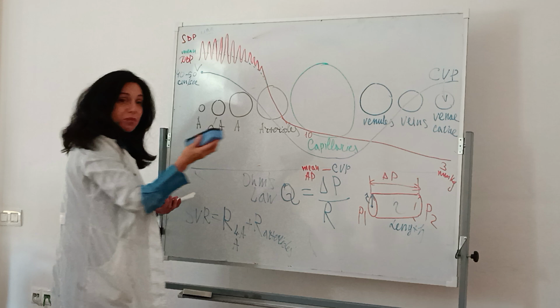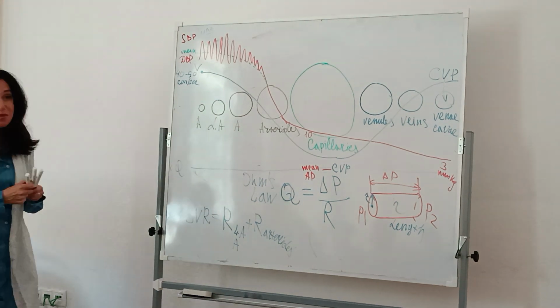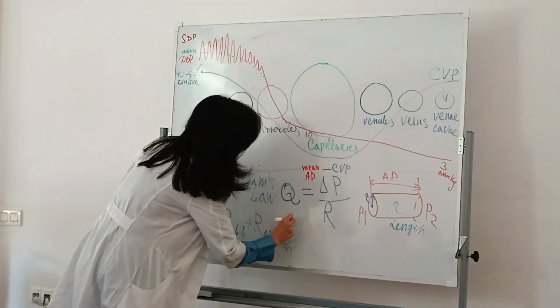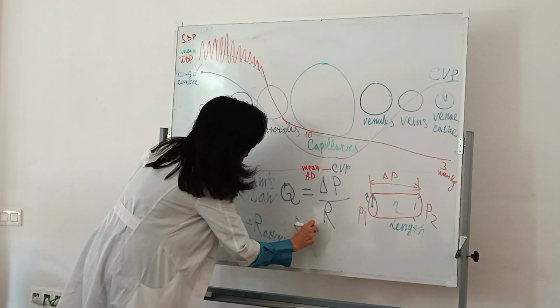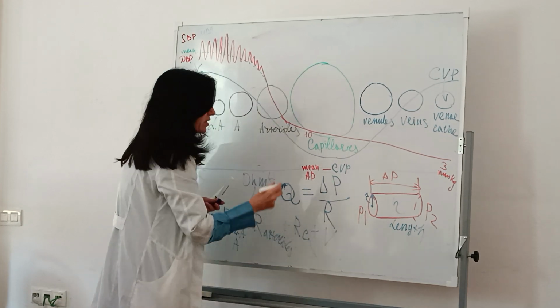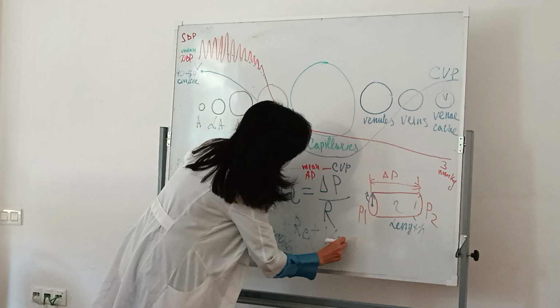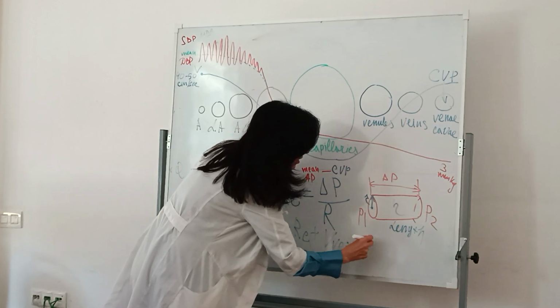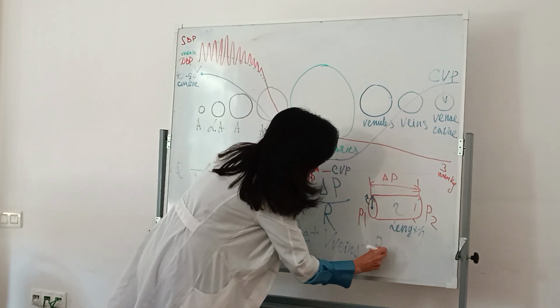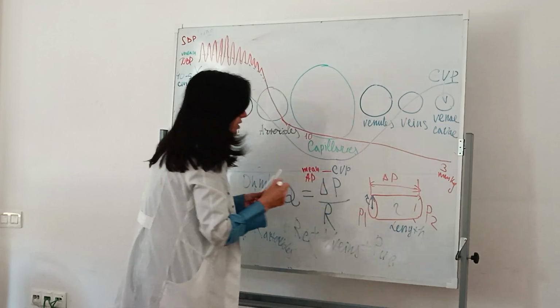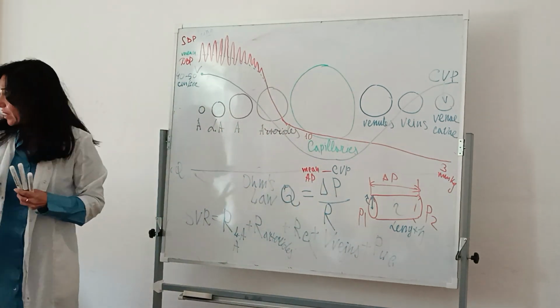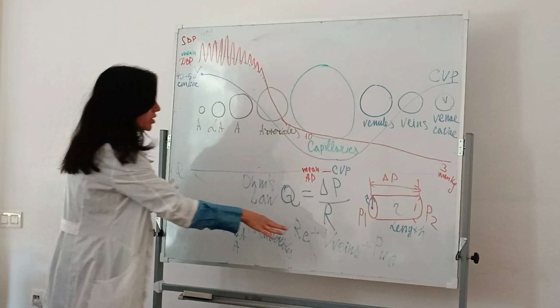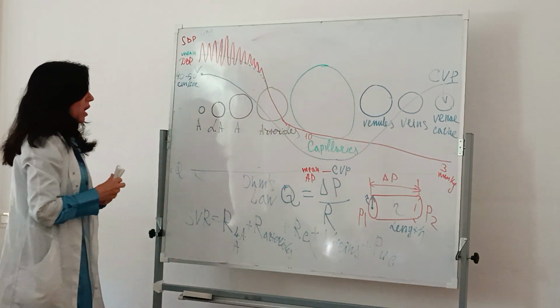Venous. Capillaries also. Why not? Capillaries. Resistance of capillaries plus resistance of veins. And next, resistance of vena cava. Not vena cava, but big veins. Here are the medium veins, here are big veins.